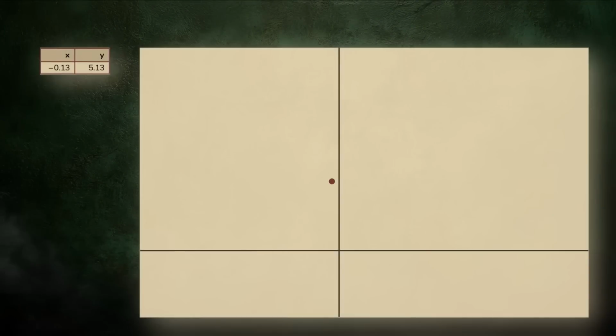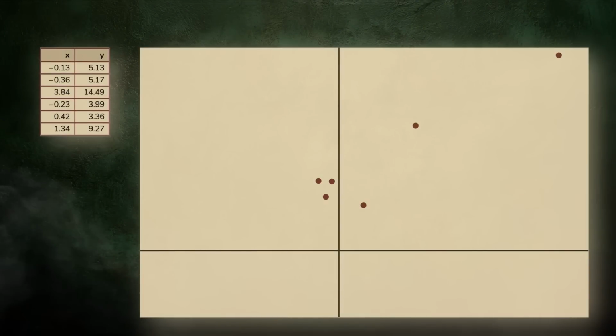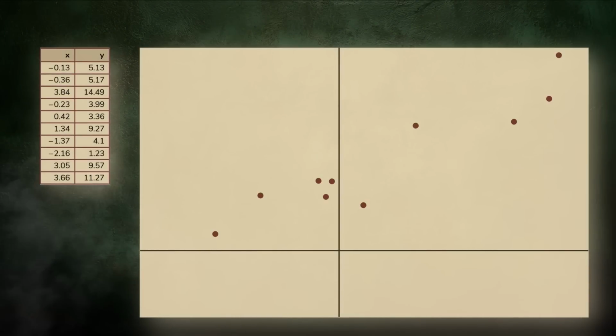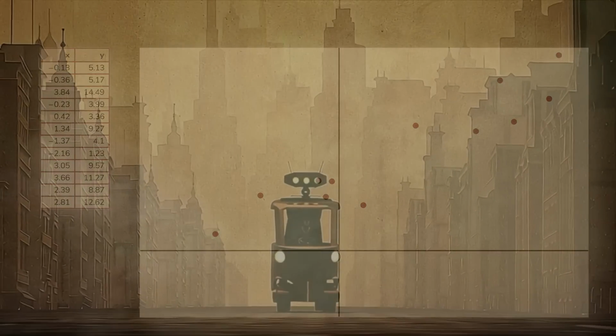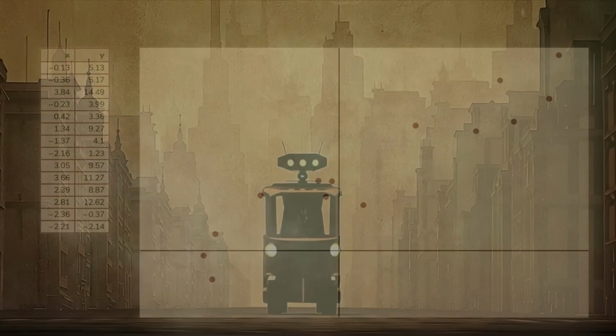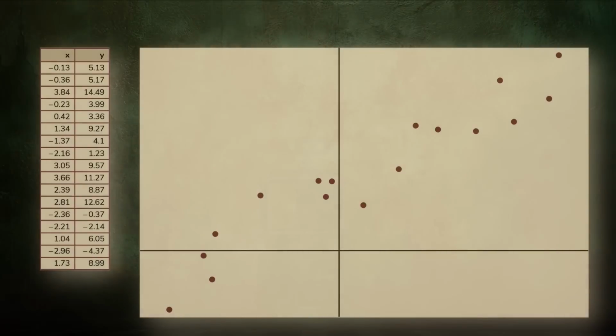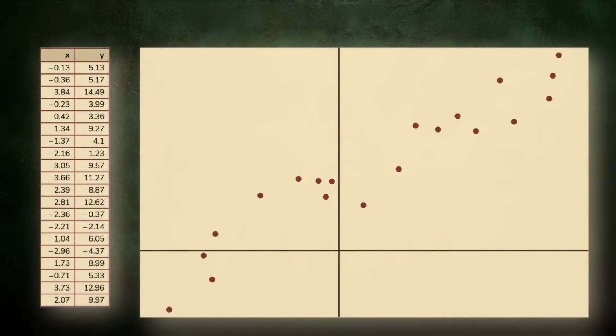One by one, you collect pairs of numbers. These are the data you will be analyzing as a data analyst. Maybe it's the energy consumption of a robotaxi versus its speed. As the numbers pile up, you notice a pattern emerging. The data appears to follow a line, but it's not perfect. There's quite a bit of noise.